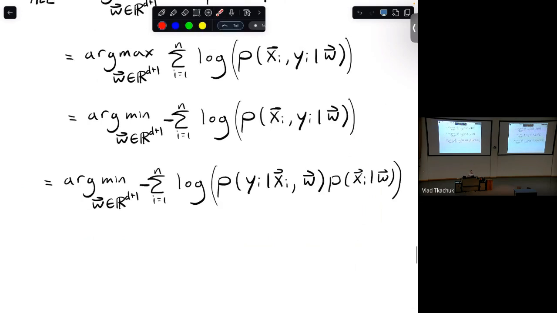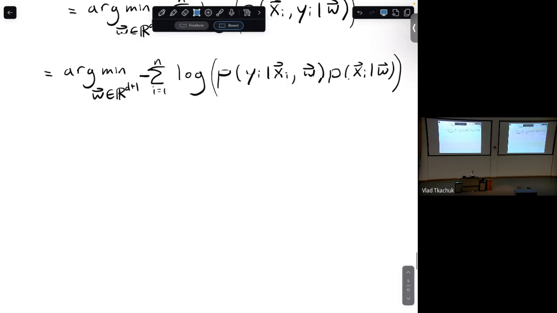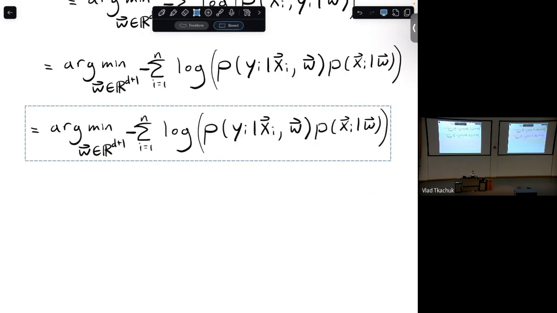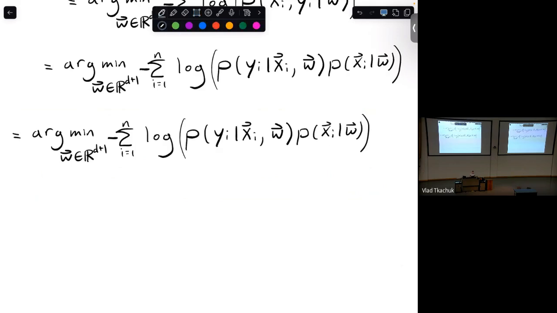Now the observation is, well, two things. The log of a product is going to be the sum of the logs. And this quantity here, we made no assumptions on, it has nothing to do with w. W doesn't change what this quantity is. We did not assume anything about it, so this is just going to be a constant. I'll break this up into two steps again, but yes, the log of the product becomes the sum of logs.